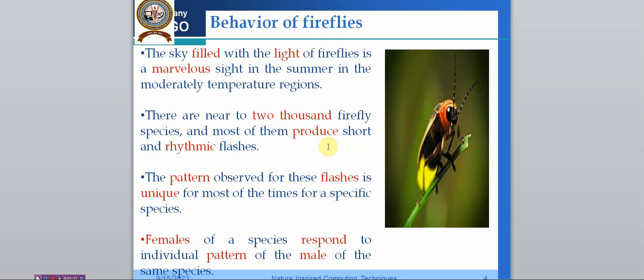So let us go for the behavior of these fireflies. Imagine the sky filled with the light of fireflies, and it is a marvelous sight in the summer in the moderate temperature regions, especially in India and these coastal places, where we mostly see all these things. There are nearly 2000 firefly species and most of them produce short and rhythmic flashes. The pattern observed for these flashes is unique, most of the time, for a specific species, and the females of the species respond to the individual pattern of the male of the same species. So these are some of the behaviors.